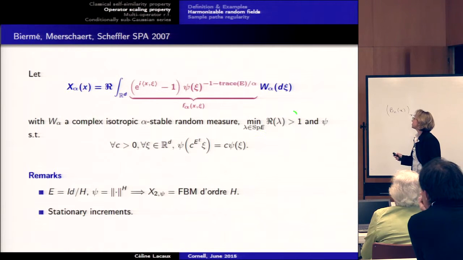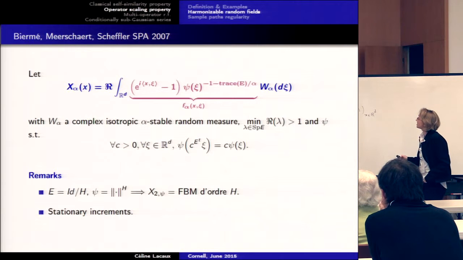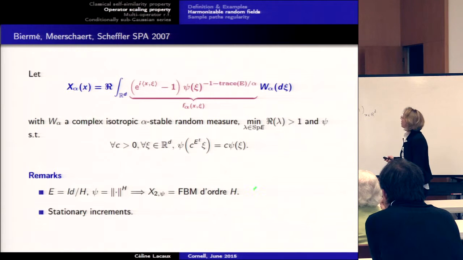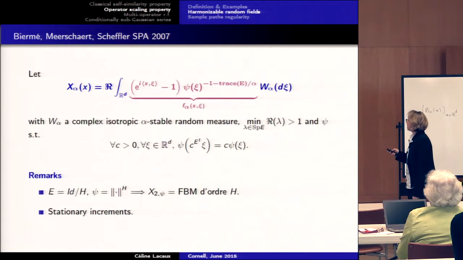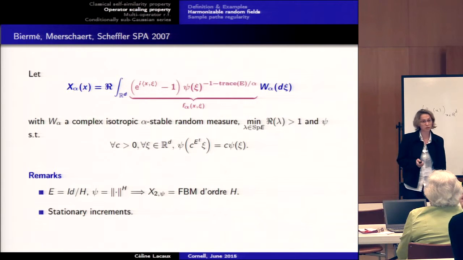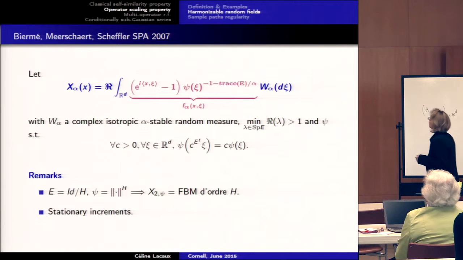So you have some conditions to be sure that this stochastic integral is well defined. The first condition is about the eigenvalues of E: the real part should be greater than 1. And then to obtain the self-similarity property, you assume that C, the spectral density, also satisfies a self-similarity property, with operator E. Of course, if you choose the norm, you will obtain the fractional Brownian motion, that is with alpha equal to 2. And this one has stationary increments.